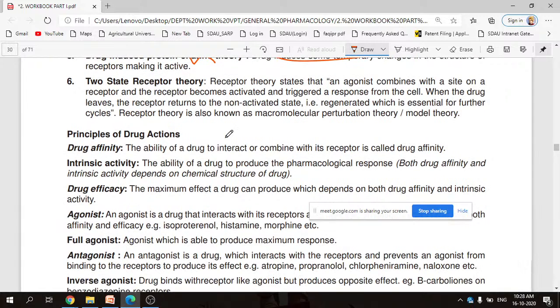Then the last theory is the two-state receptor theory. According to this theory, the agonist combines with the site on the receptor and the receptor becomes activated and produces the response. When the drug leaves, the receptor returns to the non-activated state. That means in the two-state receptor, the receptors are activated or inactivated. When the drug combines with the receptor, they are activated and produce the response. When the drug leaves these receptors, they are non-activated or inactivated. So this is the two-state receptor theory.